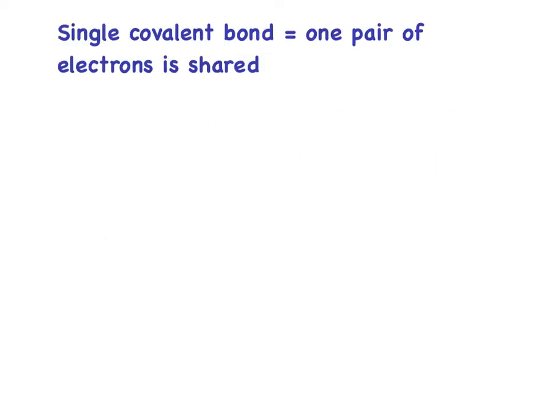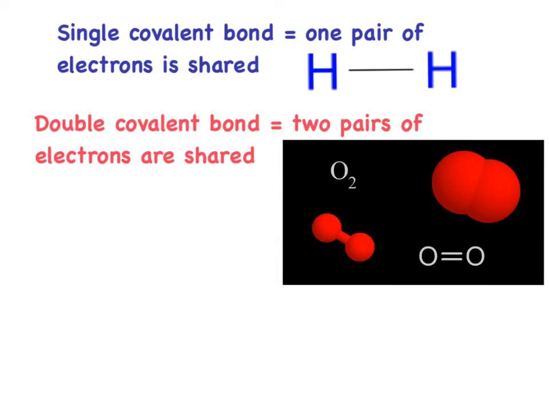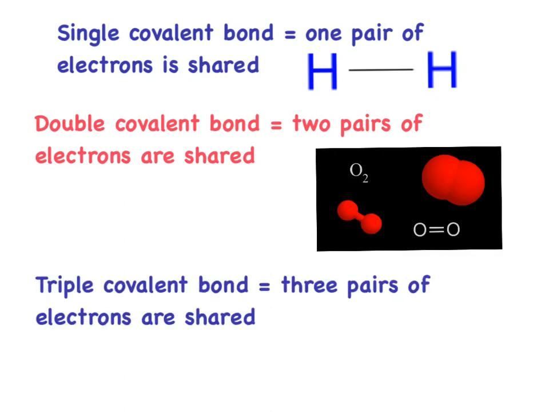So when one pair of electrons is shared in a molecule, that's known as a single covalent bond, as with our hydrogen molecule. You can also have a double covalent bond, in which case you would have two pairs of electrons being shared, as we have with the oxygen molecule. And in a triple covalent bond, three pairs of electrons are shared, as in nitrogen.